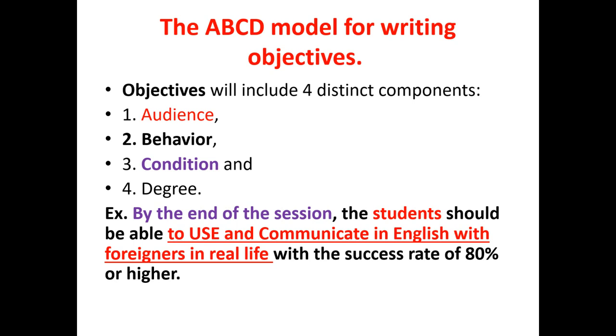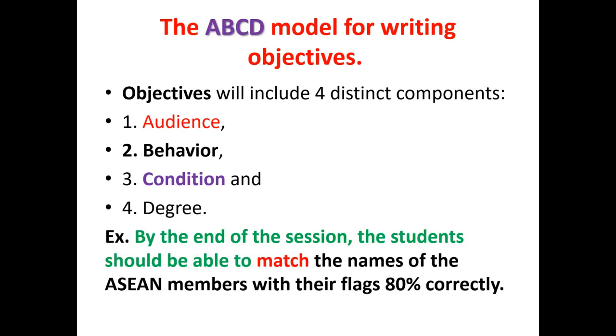For example, you can say that by the end of the session, this is the condition, right, the student should be able to use and communicate in English with foreigners in real life with the success rate of 80% or higher. Now you need to set up the degree of achievement like this. Another example: by the end of the session, the students should be able to match the names of the ASEAN members with their flags with the degree of achievement of 80%.